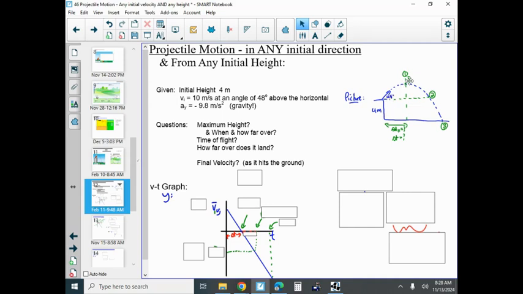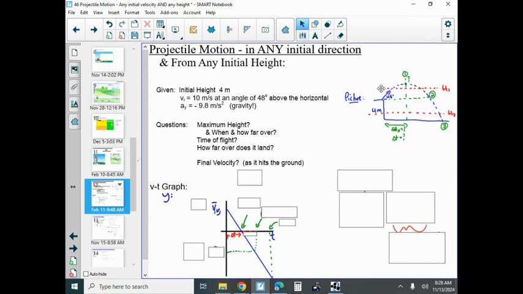How high did it go? How far, how long did that take? How far over was it? Often people ask, like, when did it get back to its initial height? When did it get to the ground? When did it get to some other height as well? So picture H1, let's say, or H2, right? When did it get to these other heights as well?